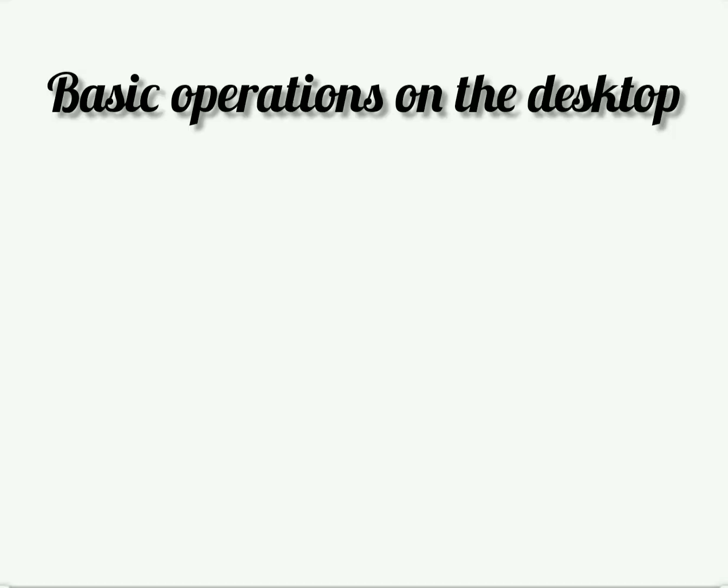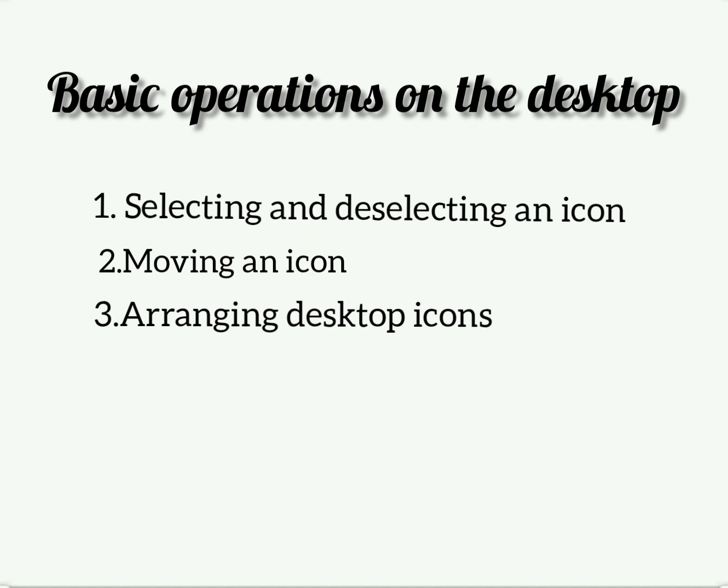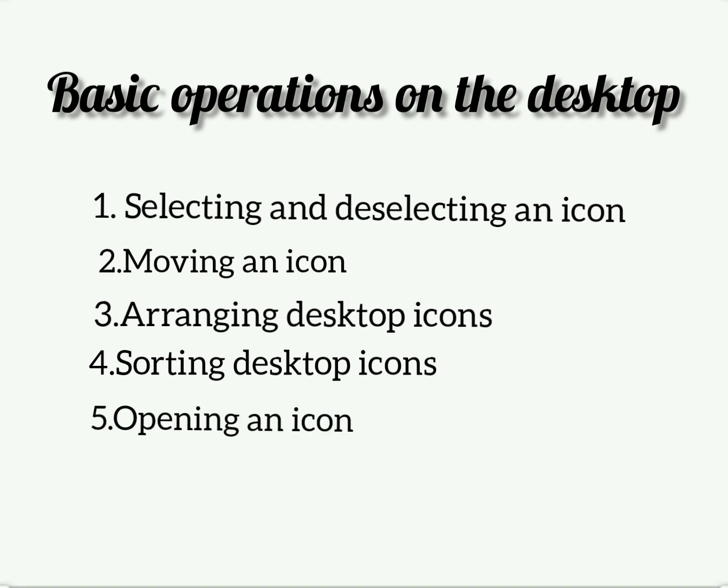Now the basic operations on the desktop. First one, selecting and deselecting an icon. Second, moving an icon. Third one is arranging desktop icons. Fourth one is sorting desktop icons. Fifth one is opening an icon and sixth one is changing desktop background. These all are the basic operations on the desktop.